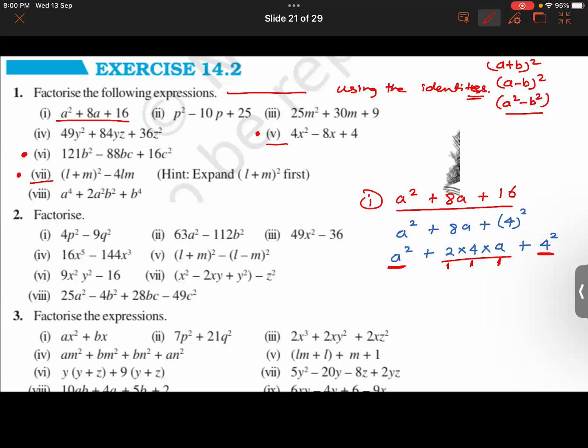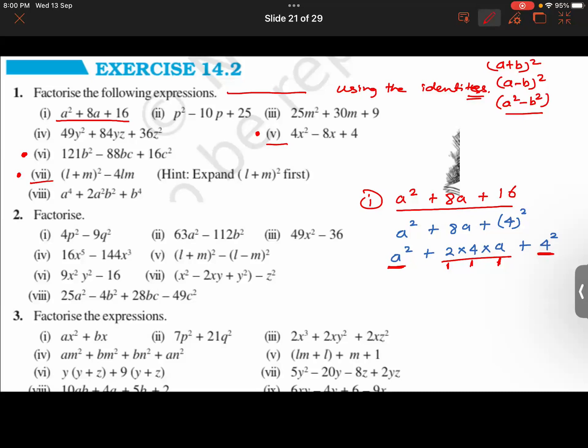Here I have expanded this. A square is written as it is. 8a is written as it is. 16 can be written as 4 square. 8a can be expanded further as 2 multiplied by 4 multiplied by a. Right? And this 4 square as it is.